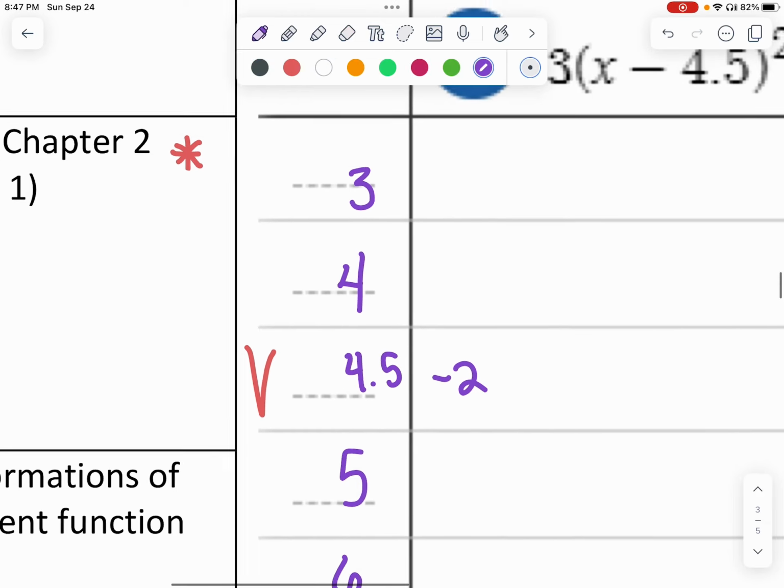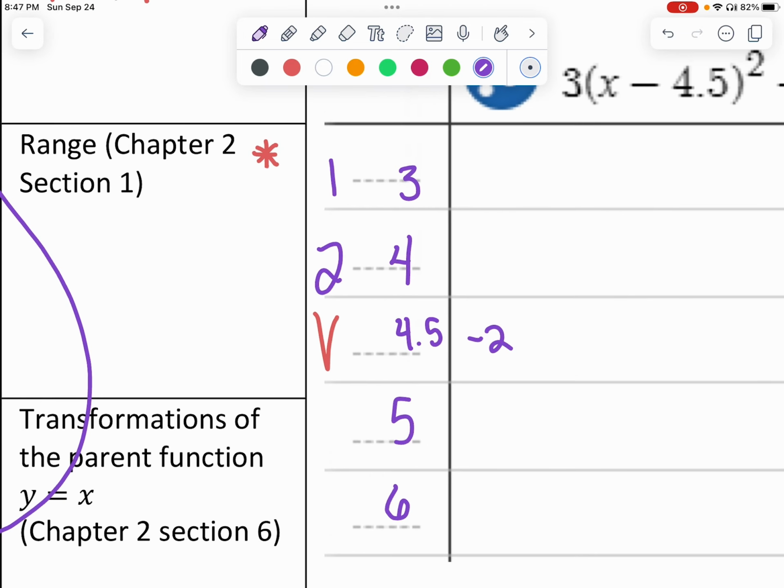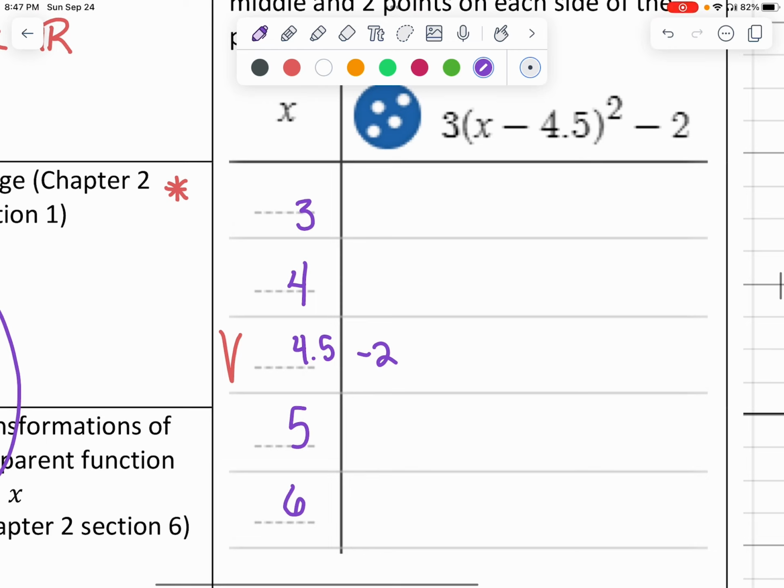I don't think it would be smart. I like using whole numbers, but really you could have done like 2 and 1 here. As long as you're doing 2 points smaller than the vertex and 2 points in the x value bigger, then you're doing great. Now what we're going to do is we're going to plug those numbers in, okay? So vertex goes in the middle, exclamation point because it's really important, and then you surround it, a couple lower, a couple higher.